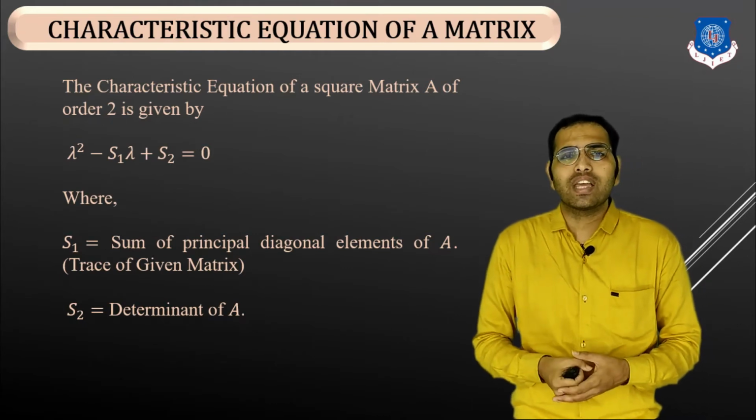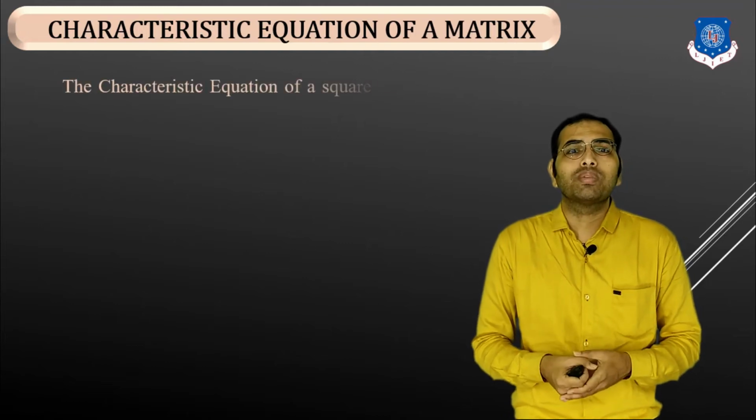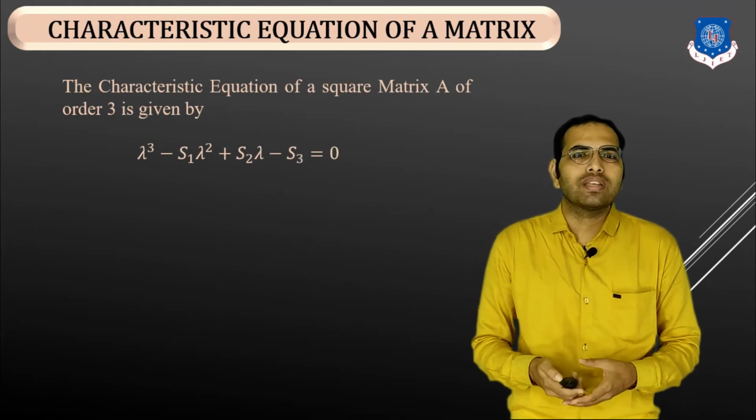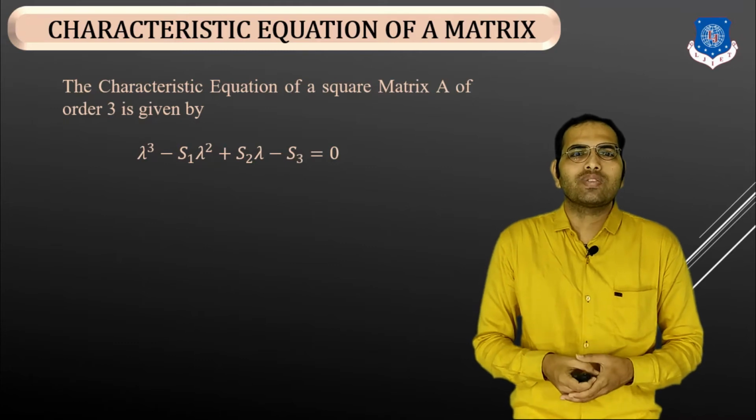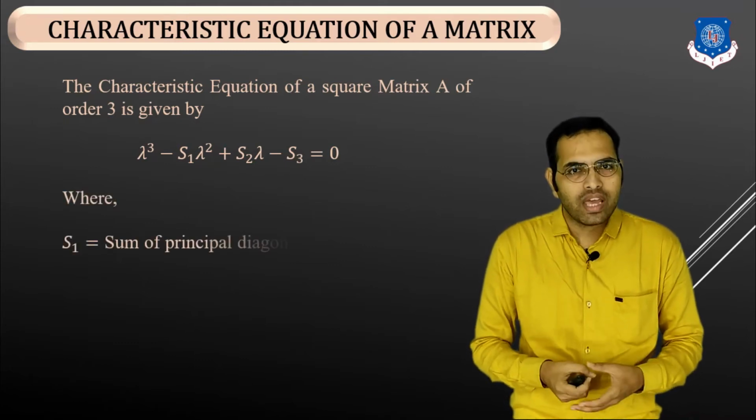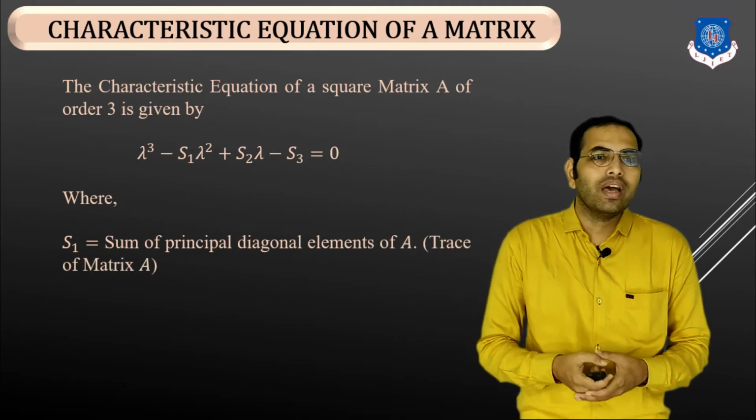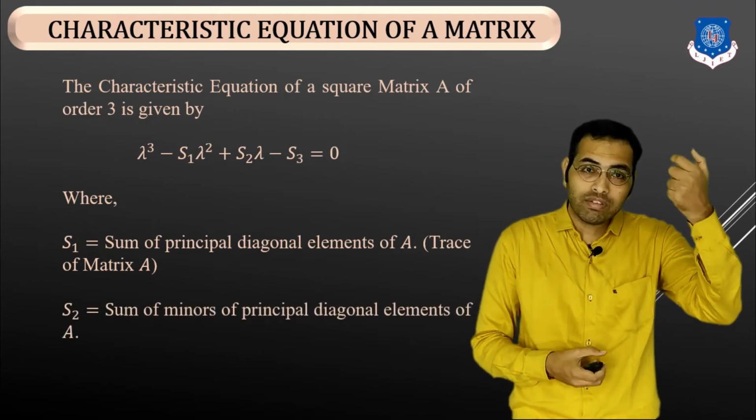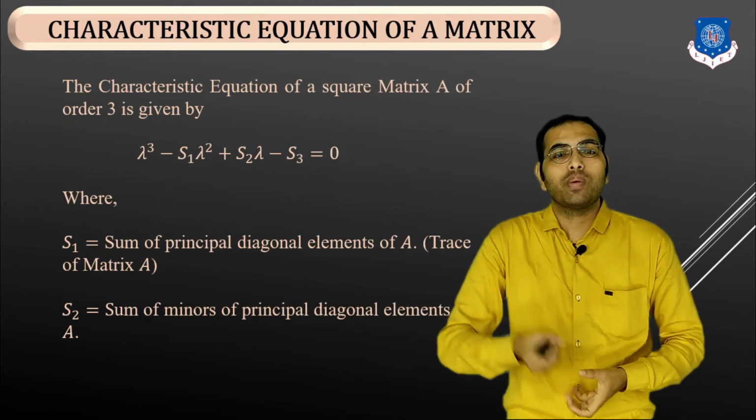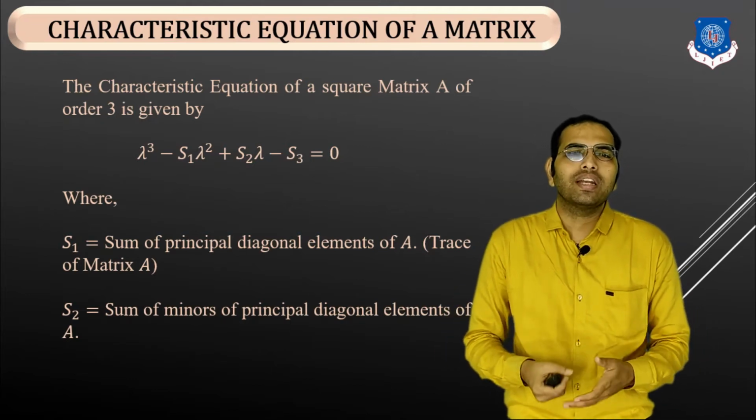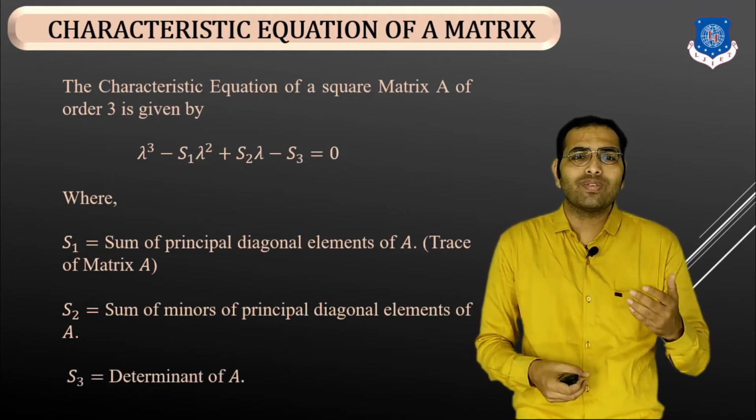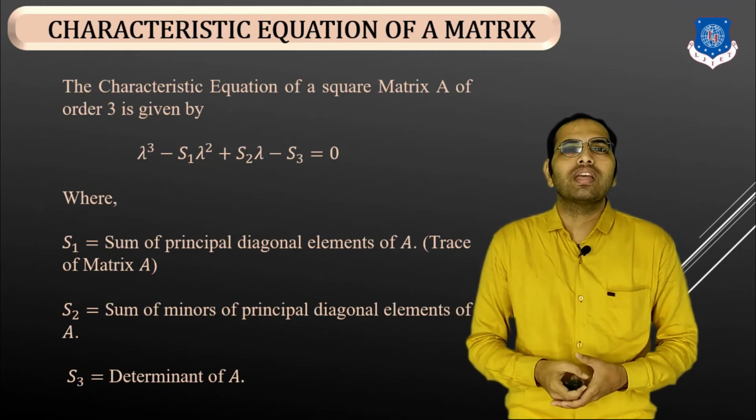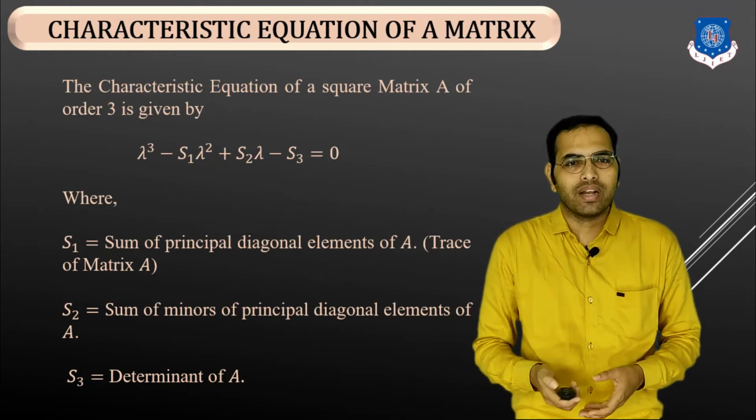Similarly, the characteristic equation for a matrix of order 3 is lambda cube minus s1 lambda square plus s2 lambda minus s3 equal to 0, where s1 is the sum of principal diagonal elements of A, also called the trace of A, s2 is the sum of the minors of the principal diagonal elements, that means minor of A11 plus minor of A22 plus minor of A33, and s3 is the determinant of A. Now finding s1, s2, s3 and substituting in the characteristic equation and factorizing it, we get the eigenvalues of that matrix.